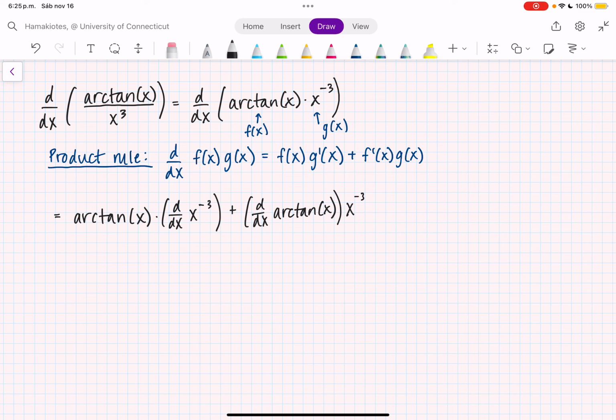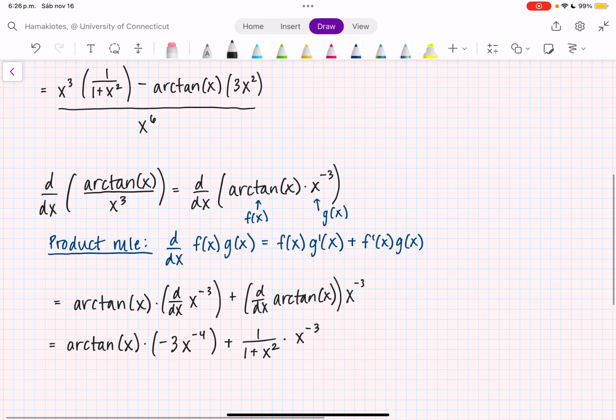So let's do some simplifying now. So we have arctan of x times the derivative of x to the minus 3. So that's minus 3 times x to the minus 4 plus the derivative of arctan, which is 1 over 1 plus x squared times x to the minus 3. And we don't need to simplify, so this is our final answer. Now, you might be confused because this looks different than what we got above, but we can rewrite it and see that these are actually the same.